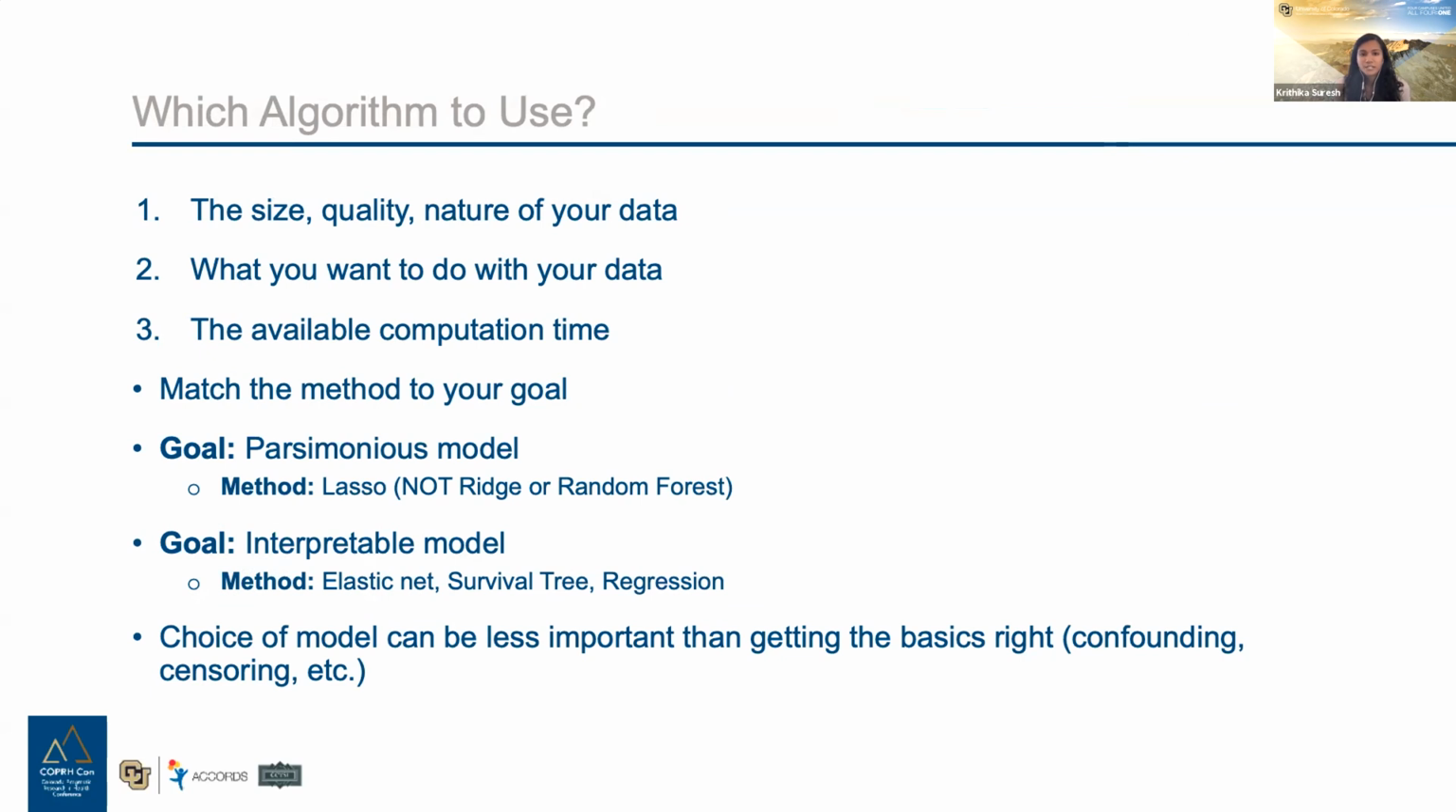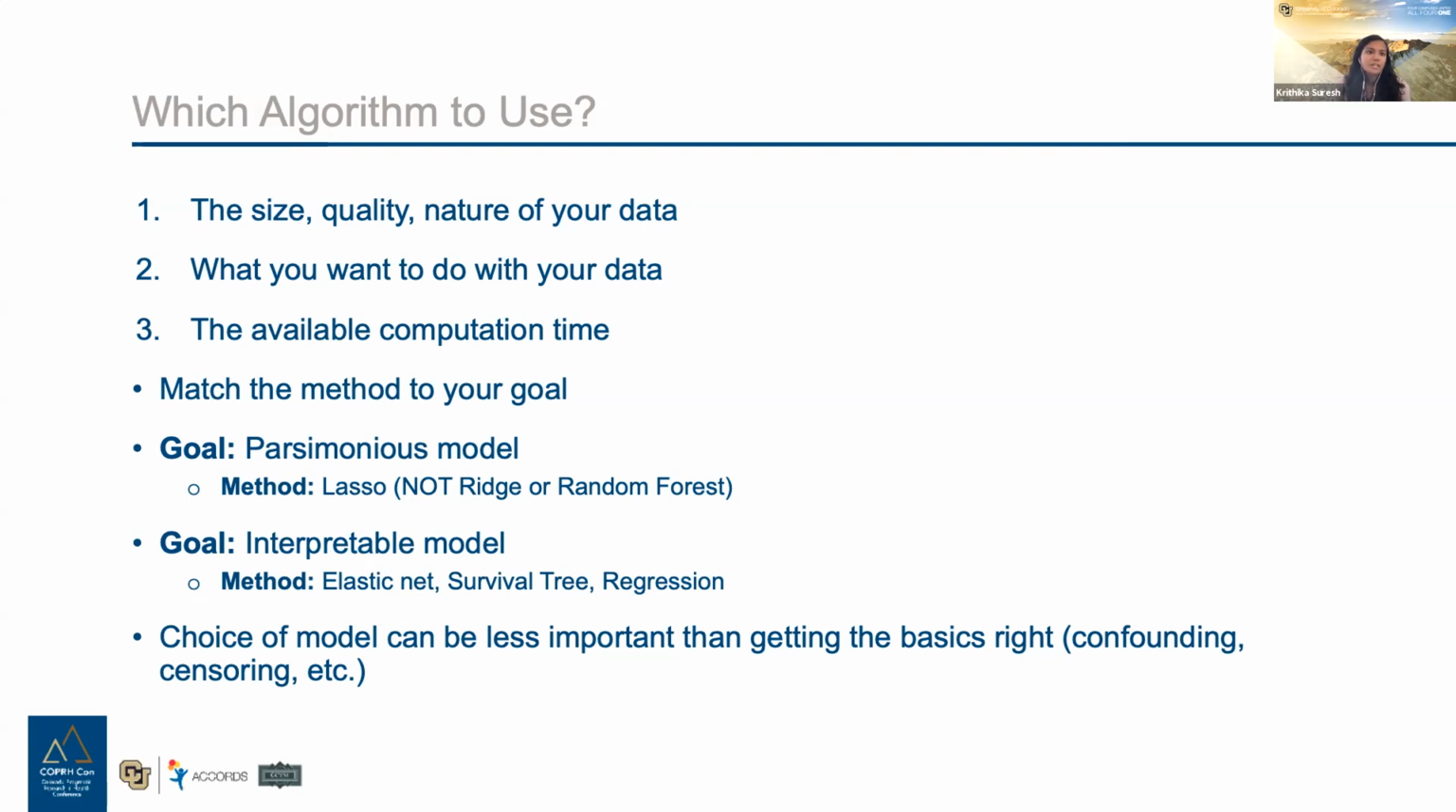Also, what do you want to do with your data? So if you're interested in creating risk groups, a tree-based method might be the way to go. Or if you want to use your model also for inference, then you might want to choose a regression method. And then also the available computation time. So if you just don't have the computational resources, then something like a random forest or even something more complicated than that might not be feasible.